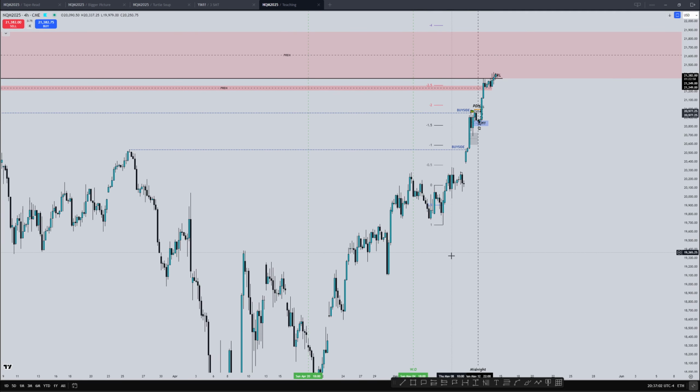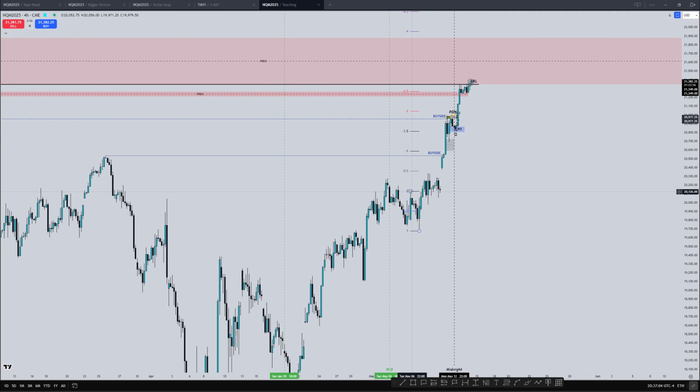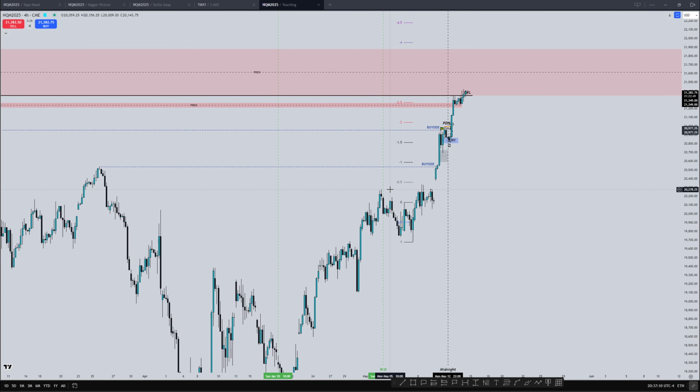We now have a fib projection leg of this last manipulation leg. You can fib project it up. You put it to -2, -2.5. You could even take it from this swing high down to this swing low. That would also work. And that gives you higher targets like this, right?